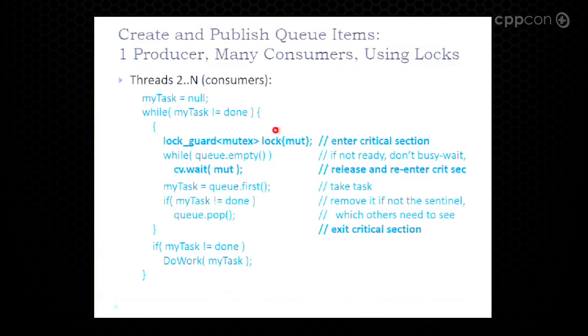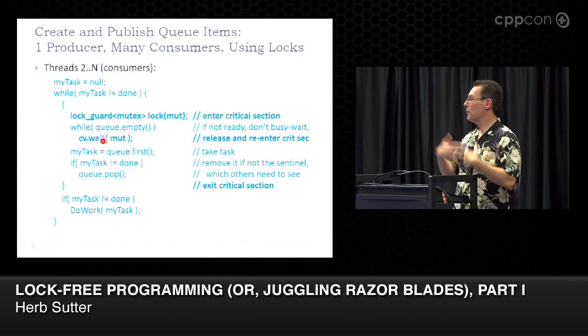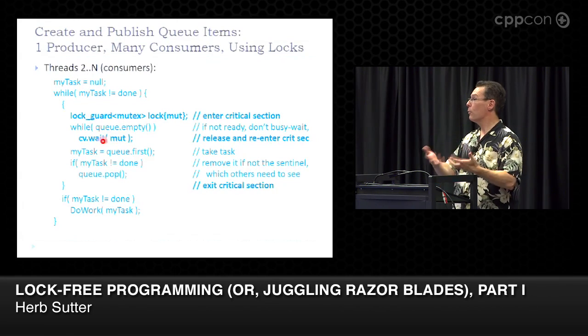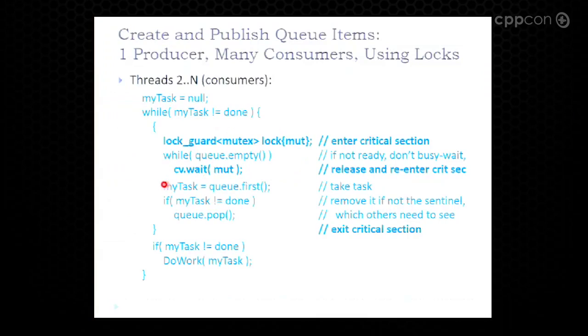If you acquire the lock once, then the queue is empty, and then you do this wait, and then you wake up again, it doesn't mean the queue's not empty. You have to check again. Okay, is the queue empty now? If the queue is still empty, we have to sleep again, until finally we get a notification and there's actually something there, and then we go through and we do all of our work.